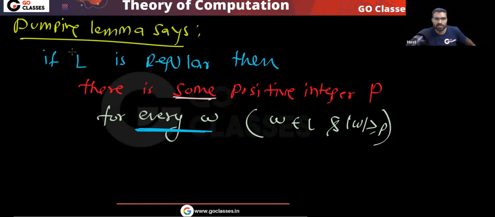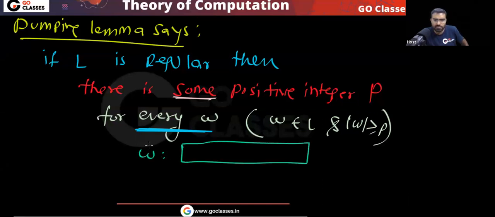Okay. So the pumping lemma says, if L is regular, then what will happen? If L is regular, then there is some positive integer P such that for every W, every such W, every candidate string W, what can I do with that? I can write that as XYZ. Yes or no? Correct, I can divide this W as XYZ, such that what will happen?